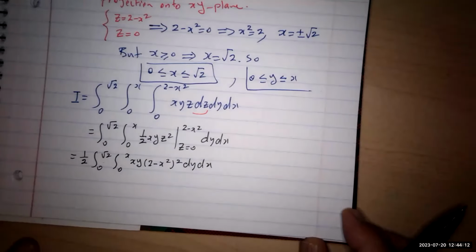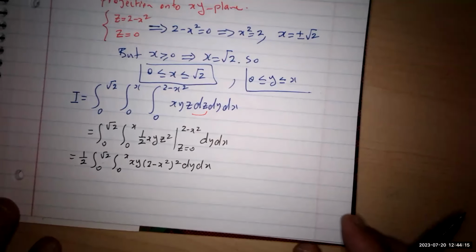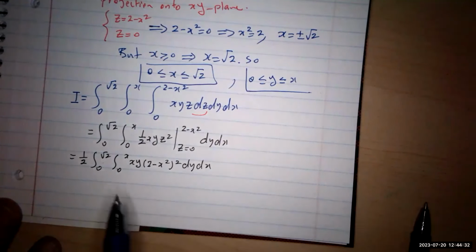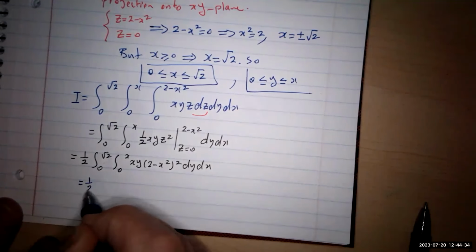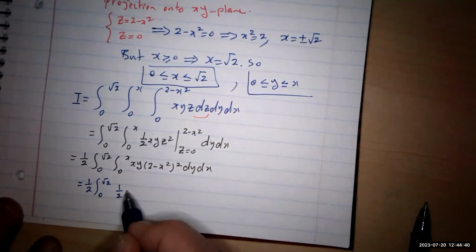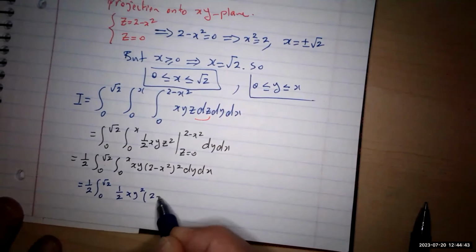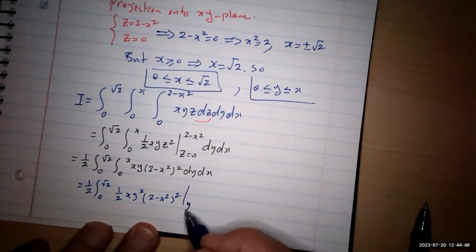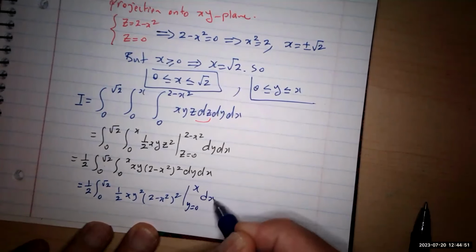Okay, I just put the Z equal to 0. So I can integrate with respect to the Y easily because the Y is here only. That gives me Y squared over 2. All the others are going to be constant, so I don't have to simplify it now. So this would give me 1/2 integral from 0 to radical 2, then this would be 1/2 of the XY squared, 2 minus X squared all squared, then Y going from 0 to X. Then I come back and do the dx.